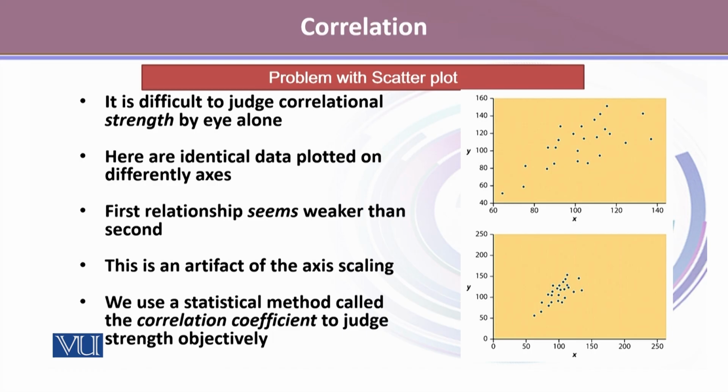It is difficult to judge correlation strength by eye alone. Here are identical data plotted on different axes. The first relationship seems weaker than the second. It is an artifact of the x-axis scaling. So we use a statistical method called the correlation coefficient to judge strength objectively.